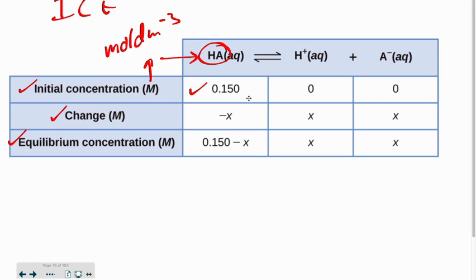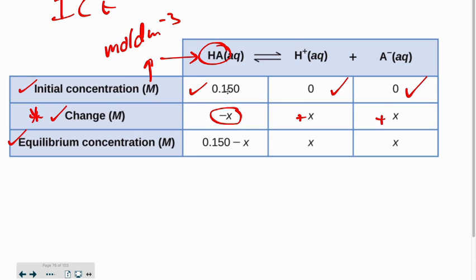So when we're setting up our ICE table, we put the initial concentration. If you're only given the concentration of the reactant, you just put the initial concentration of the reactant. The products have not been made yet, so their concentration is going to be 0. The important thing is this change line. It's negative for a reactant, and it is positive for a product. Why do we put X?